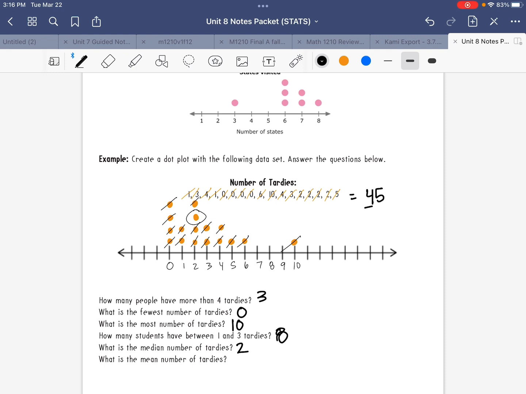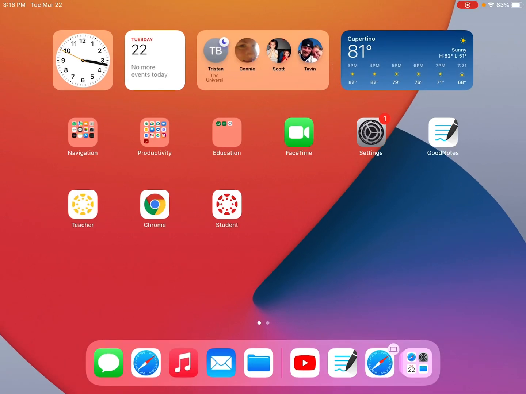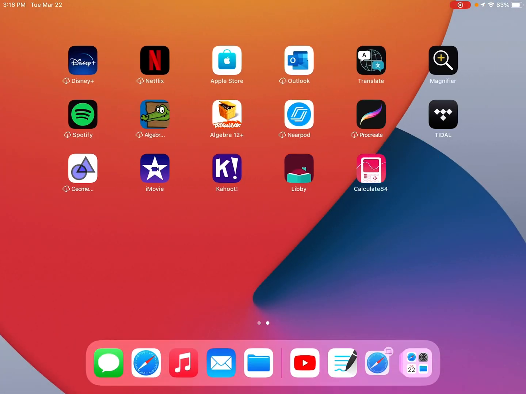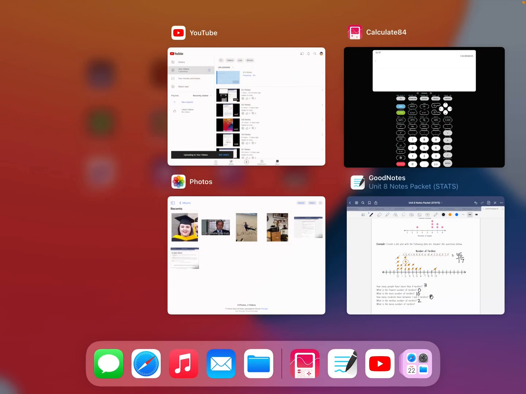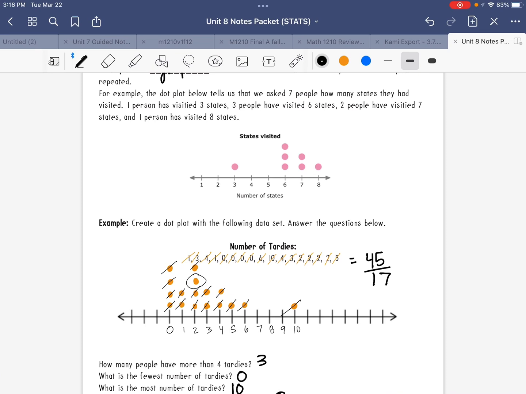And then I just have to divide it by the number that there are. Well, we can know how many there are pretty quickly. 4, 5, 6, 7, 8, 9, 10, 11, 12, 13, 14, 15, 16, 17. So we would do 45 divided by 17. Pulling this up, 45 divided by 17 gives us 2.65-ish.